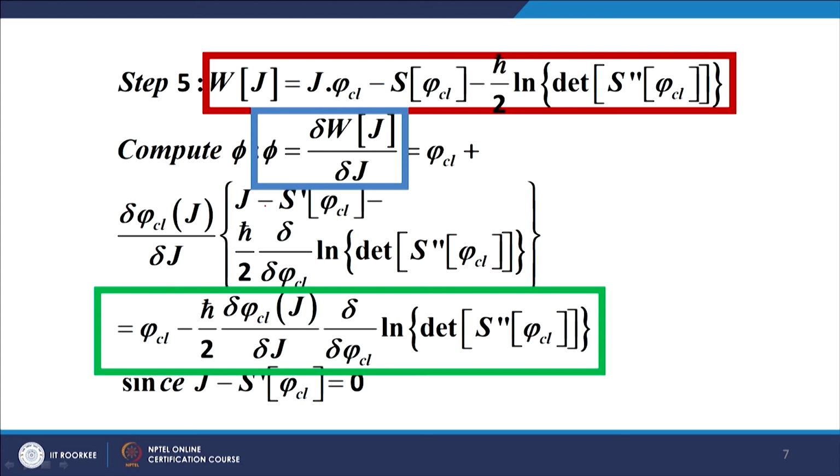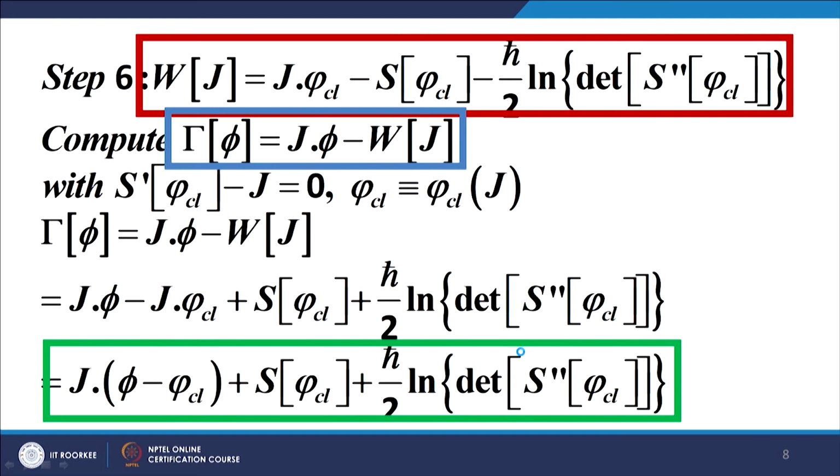Now, of this, j minus s dash phi classical is equal to 0. So, this expression simplifies to phi classical minus the rest of the expressions. The first term, j minus s dash phi classical, is equal to 0. That part we have incorporated, and therefore, we get the expression that is there in the green box.